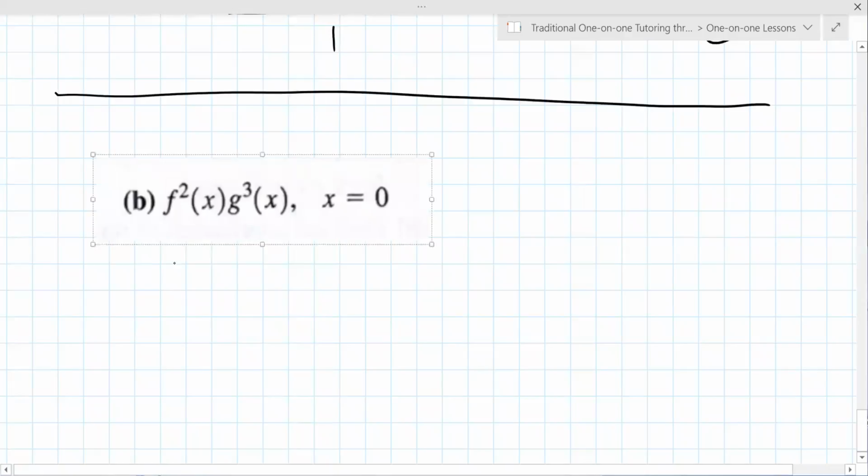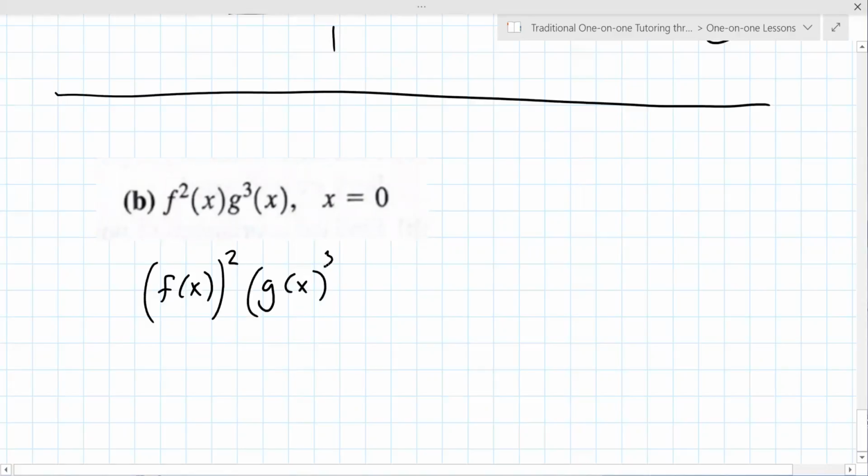One thing here that might help is this is really f of x squared times g of x cubed. So this is a product rule, because you've got two functions multiplying each other. How do you like to do this? Do you keep the first and then take the derivative of the second? Keep the first. Okay, I'm going to keep the first exactly as is.